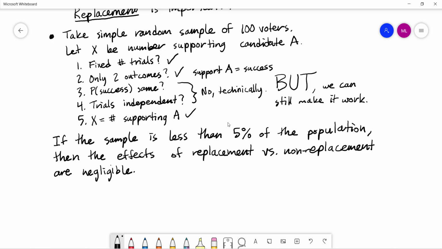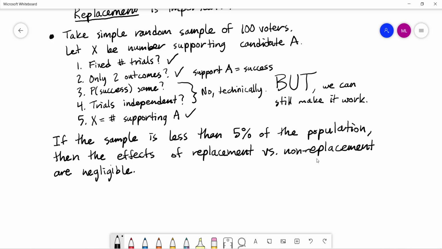And we'll just ignore it. So think about what this is saying. It's saying if our sample is tiny compared to the overall population, then we don't really care whether or not we're using replacement versus non-replacement. Why not? Because if you have a really big population and your sample's tiny, what are the odds that you would have picked somebody twice in your sample anyways?